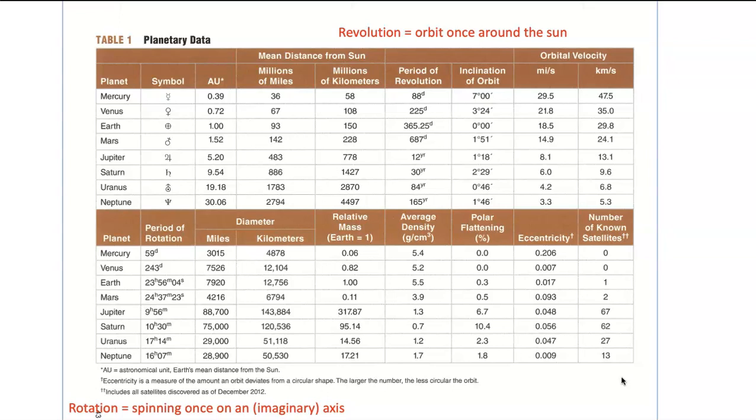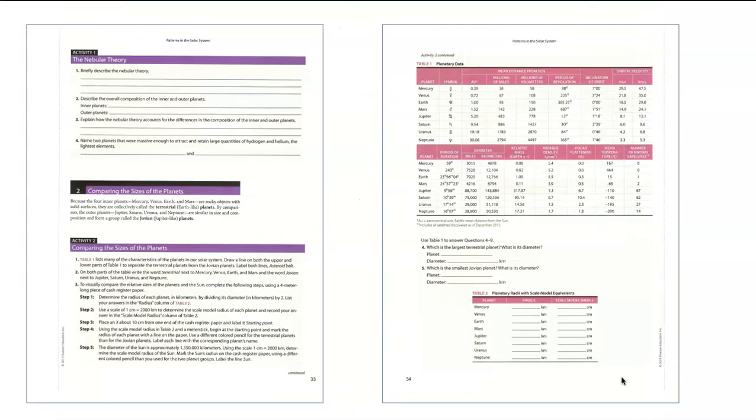All right, so I took a lot of time to go through this because this lab is all about answering questions related to this table. So the first page is page 33, and the first activity you're going to do is activity 1. It asks you to briefly describe the nebula theory, describe the composition of the inner and outer planets, and a couple other things related to how the planets formed.